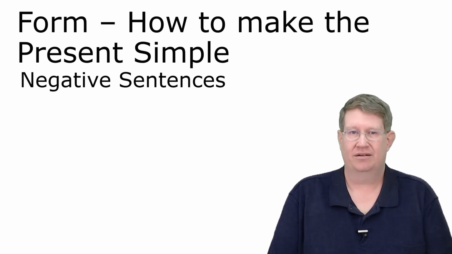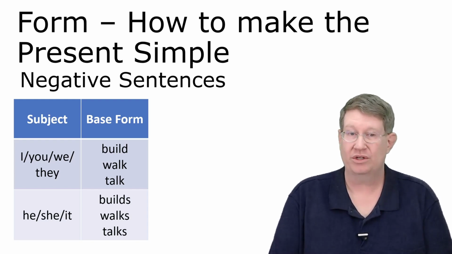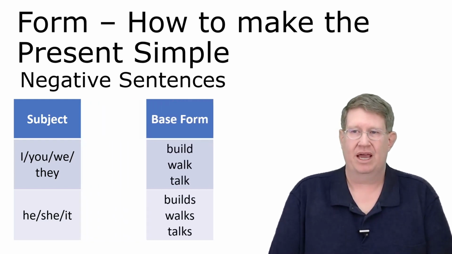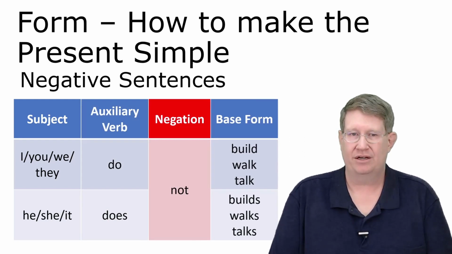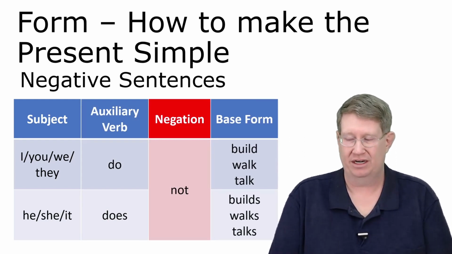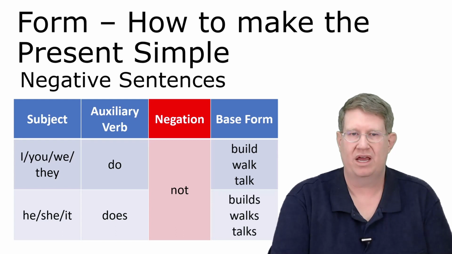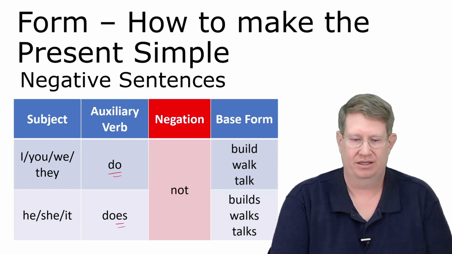Now let's take a look at negative sentences. So we start where we were before with the subject and then the base form. Notice I've got my S, and I slide that over, and I have to add two things. I have to add an auxiliary verb, and I have to add a negation. So this is the easy part, so we'll talk about this first. I obviously have to add this not to make the sentence negative. Now look over here. For I, you, we, they, I add do, but for he, she, it, I add D-O-E-S.